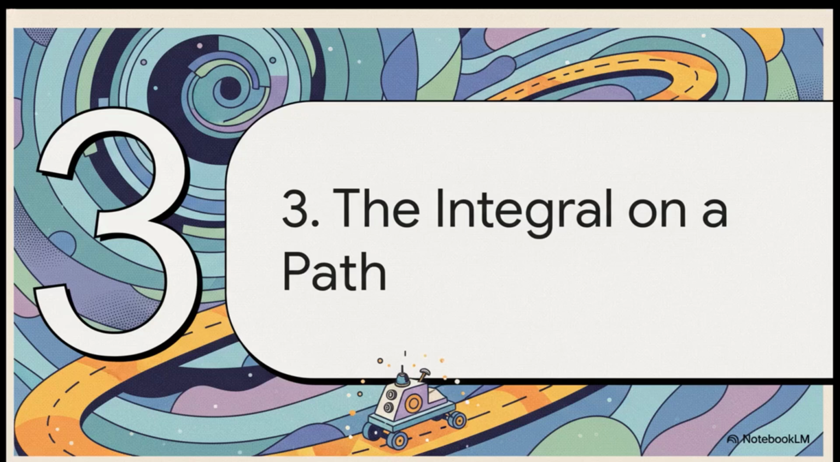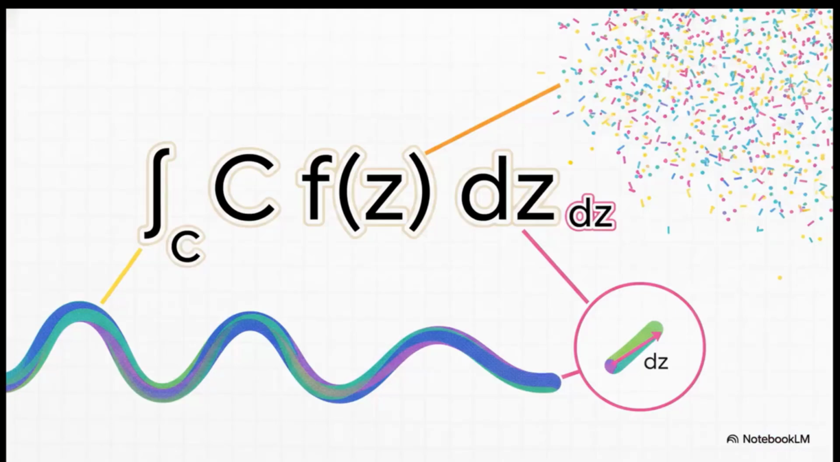Now we need the vehicle that's going to travel down that road and take measurements along the way. And that vehicle is the contour integral. And there it is. Look at that. Isn't that just elegant? So much power packed into such a tiny expression.